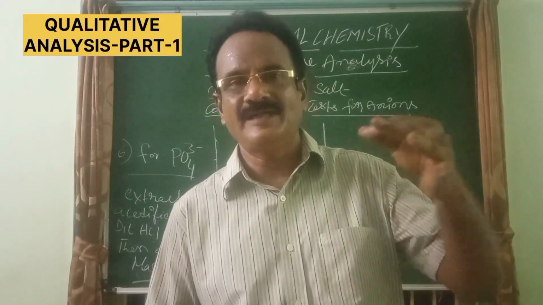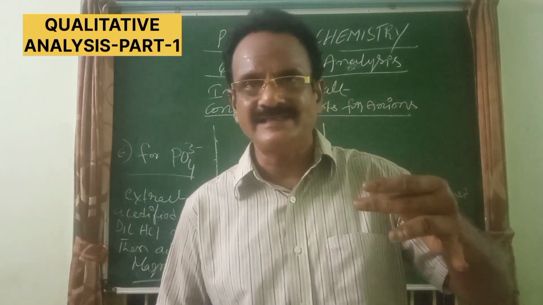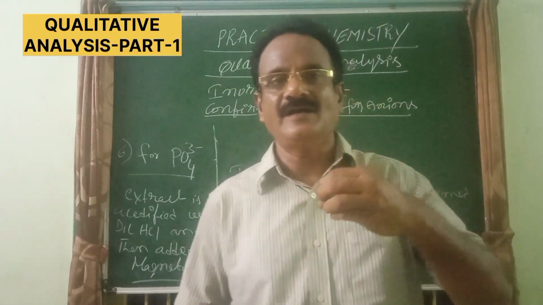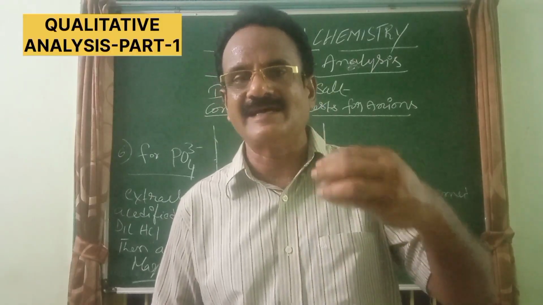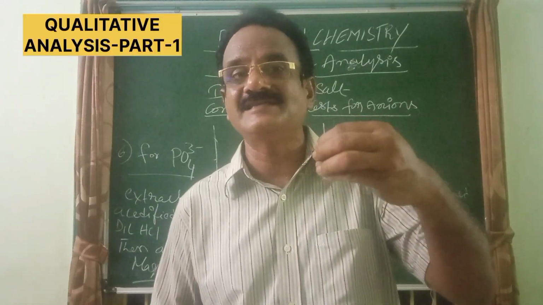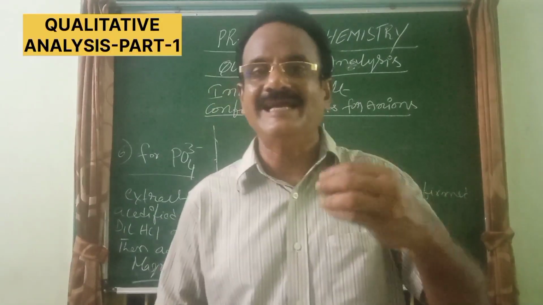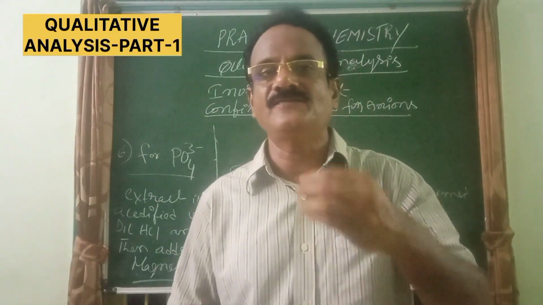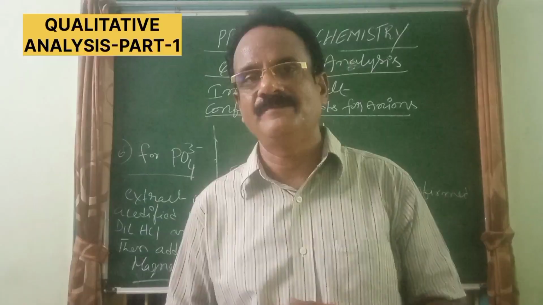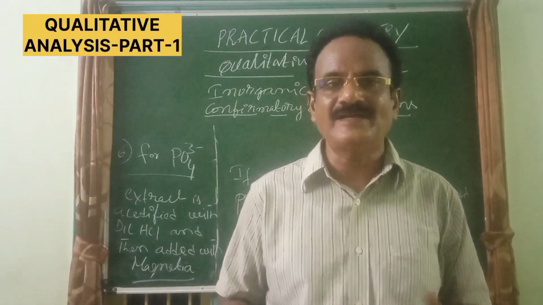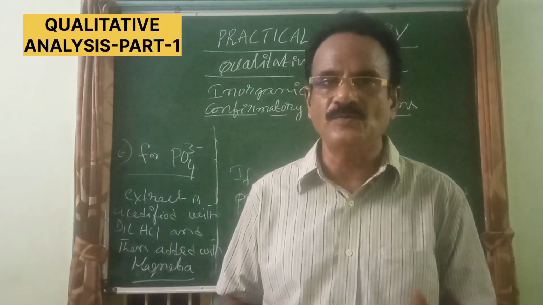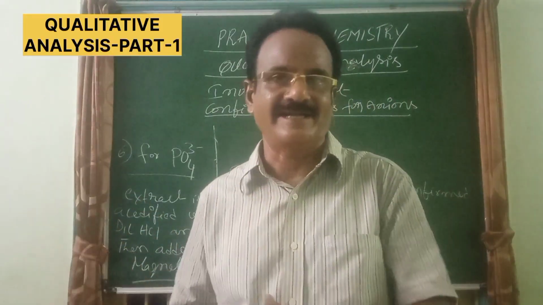Preliminary tests and dry tests and then the confirmatory test. If the analyst identified the anion in the identification test or dry test, then only he has to proceed for confirmation of that anion. So after getting confirmation of the anion, then he has to go on to analyze the cation.